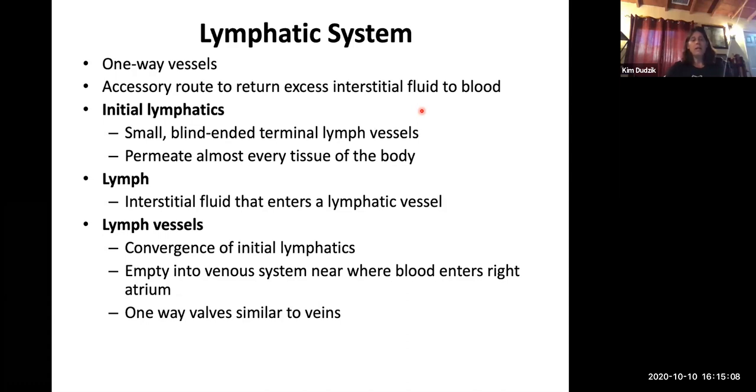Then the interstitial fluid that enters a capillary, we then call plasma. Now it's in the cardiovascular system, we call it plasma. The interstitial fluid that enters a lymphatic vessel, we call it lymph. It's all derived from the same thing, but we just call it a different type of fluid in a different area. And then the lymph vessels are the convergence of the initial lymphatics. So the smaller vessels that are capillary-like merge into the larger lymph vessels.